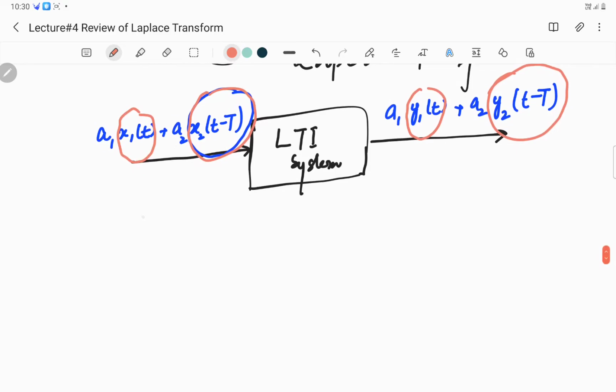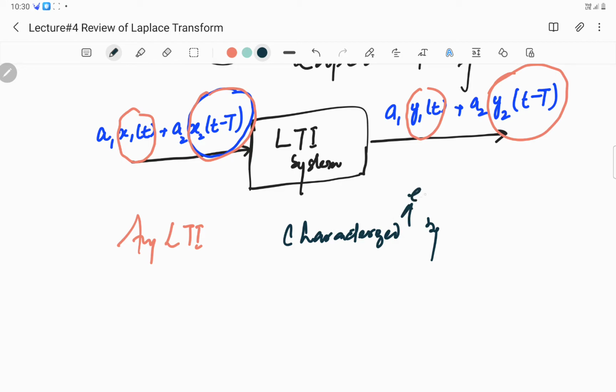Now, any linear time invariant system can be characterized entirely by a single function called the system impulse response. So what does that mean?